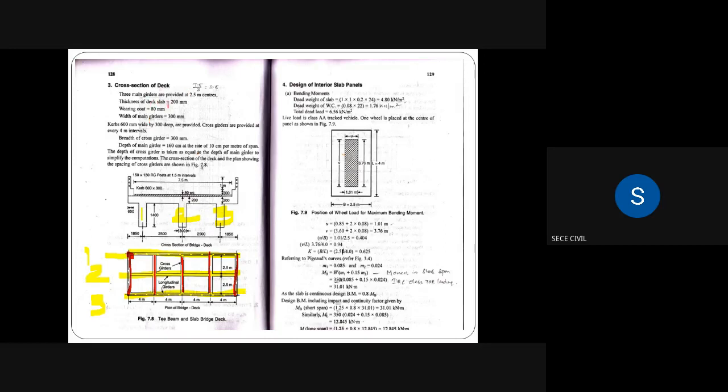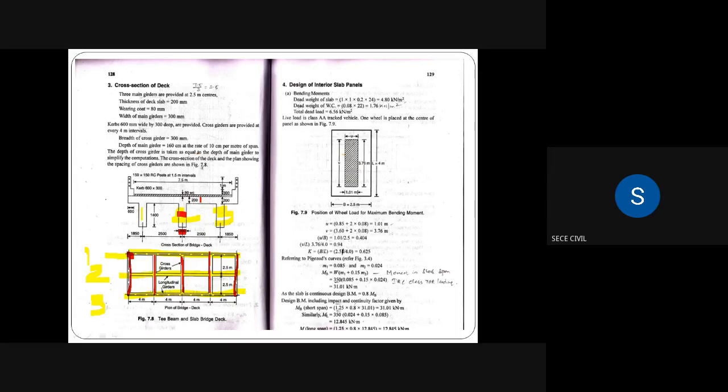The thickness of the deck slab is 200 mm. This is the thickness of the deck slab, so this portion is 200 mm. Wearing coat 80 mm, it is in the question already. Then the width of the main girders, the T beam rib, is 300 mm. So this is 300 mm, this thickness.